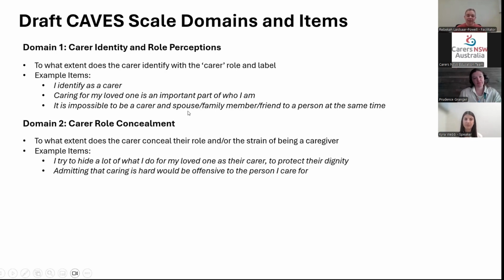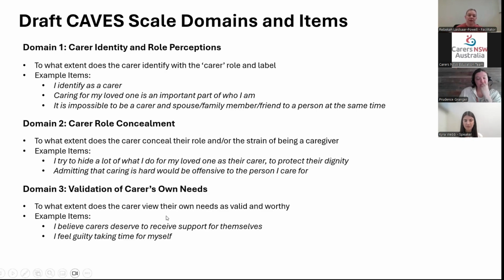The second domain is around role concealment, and I really haven't found many studies and many measures that actually look at this. To what extent does a carer conceal their role or conceal the strain of being a carer? So an example item that we've got at the moment is, I try to hide a lot of what I do for my loved one as their carer to protect their dignity. Or, admitting that caring is hard would be offensive to the person I care for. So looking at people's agreement or disagreement with those concepts.